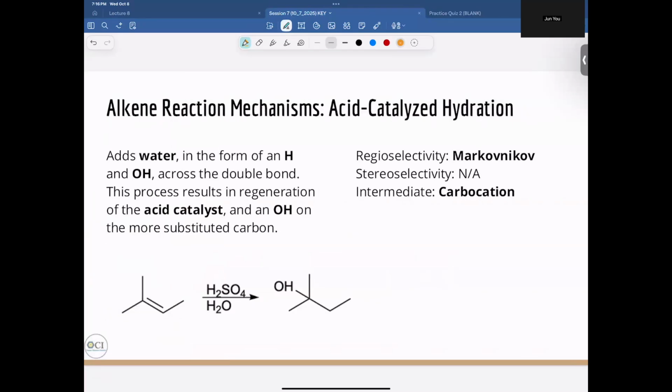There's another one. We have acid catalyzed hydration. And this one is just going to put an OH on the more substituted side of the alkene. So we see that here. It also puts a hydrogen on the other side of the alkene. That's typically not shown. And the intermediate for this is a carbocation. Again, for this example, this would be the intermediate.